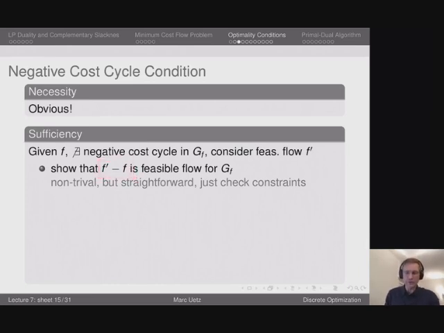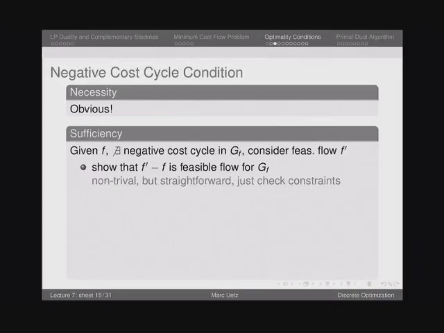So flows are just vectors of length m. We can subtract them from each other. And I claim that this is a feasible flow in the residual graph of flow f. It says here non-trivial but straightforward. Just check the constraints. I think it's instructive to do it nevertheless. So let's do that.